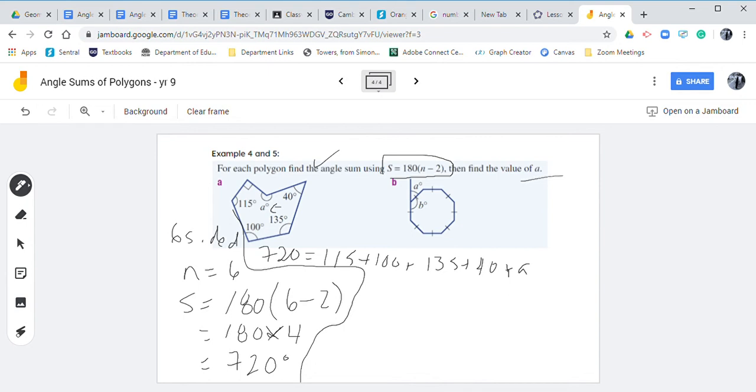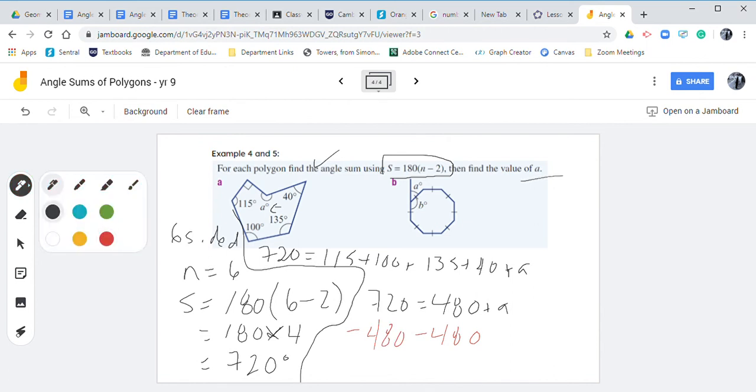So if I add that all up, sorry if I'm not writing well, it's just hard to organize this stuff. 720 equals, I add all those up, and I get 480, plus A. So now I isolate for A by subtracting 480 from both sides. And then I get that A equals 240 degrees. Whoa, that's a big angle.